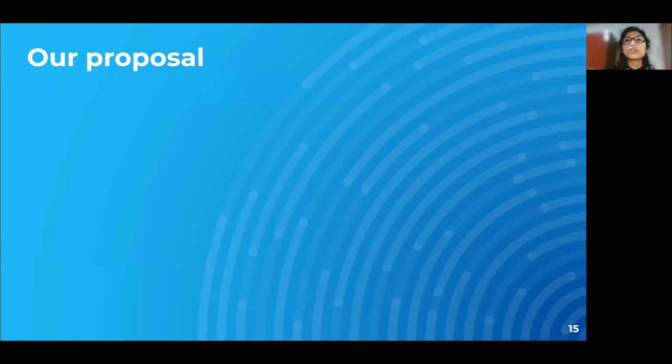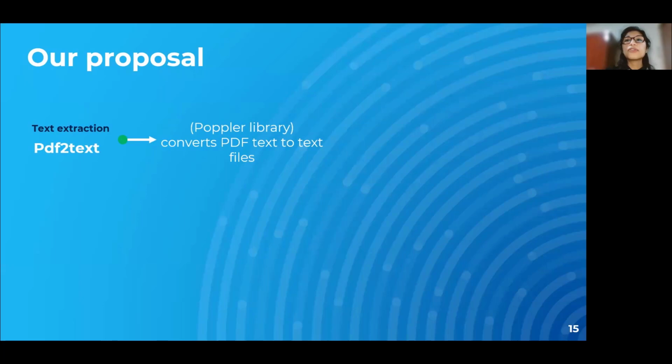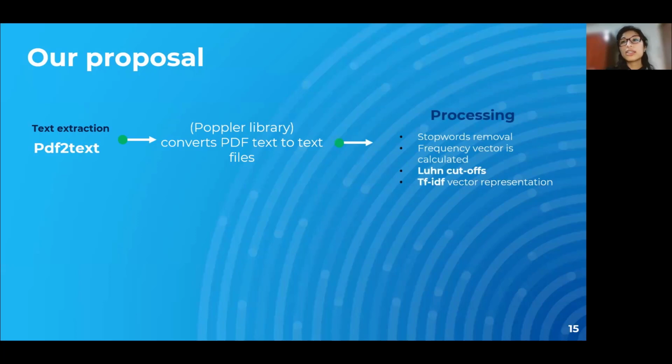For text extraction, we use PDF to text from a popular library. This tool converts PDF files to text files. Then we process the text by removing the stop words. We calculate a frequency vector, then we apply cutoffs, and finally we obtain a TF-IDF vector representation.